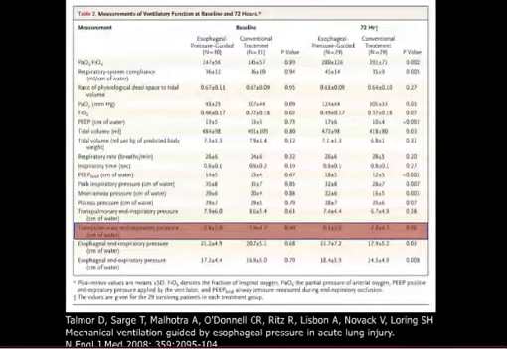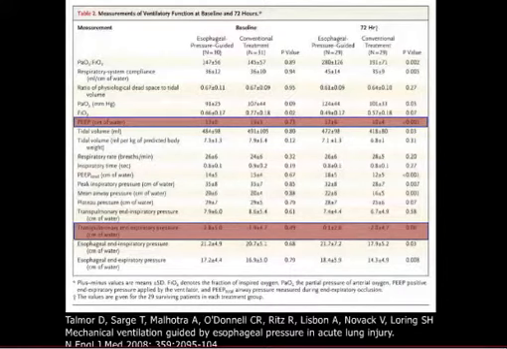And this was the study that was mentioned by Antonio Pesenti. This is the Talmor study, and I just give you the values now. This is transpulmonary end-expiratory pressure. As you can see, it was -2 in the conventional group, and it was close to 0 in the group of those patients that have been treated with the esophageal pressure. And interestingly, if you compare, this ended up in one group with a PEEP of 17 and in the other one of 10.